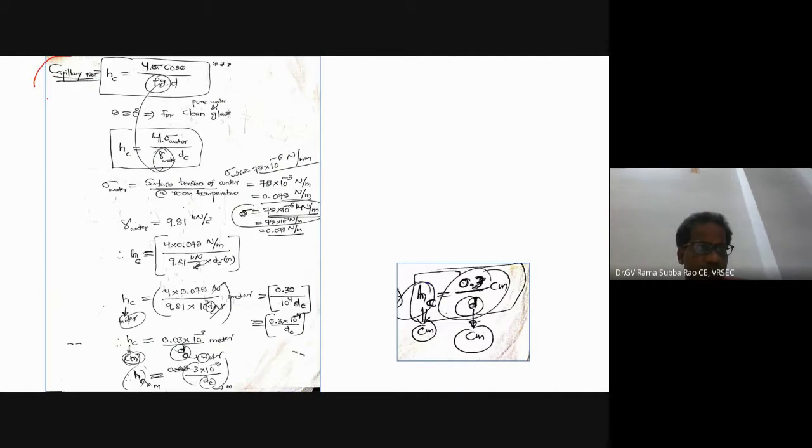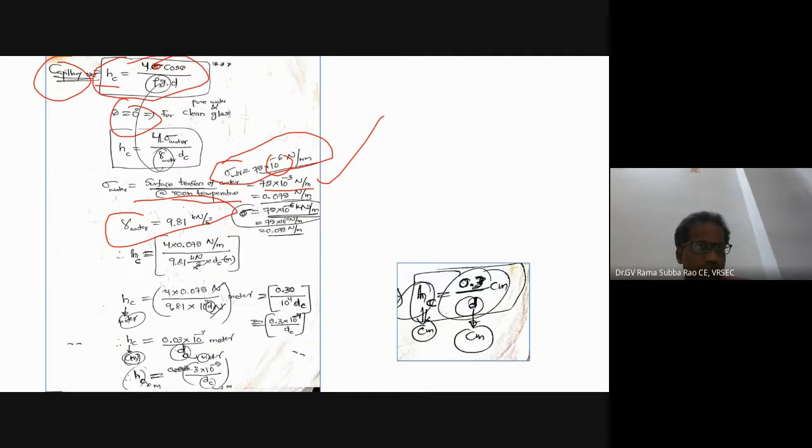Many times we calculate capillary rise using this formula: Hc is equal to 4 sigma cos theta by gamma W into d, where sigma is surface tension, and for clean water theta is 0. Now one can see 4 sigma by gamma. The surface tension of water is 75 into 10 power minus 3 Newton per meter at room temperature. Gamma of water, as you know, is 9.81. If you substitute these values in Hc is equal to 4 sigma by gamma W into d, we will get an equation: Hc in meter is equal to 3 into 10 power minus 5 by d, also in meter.